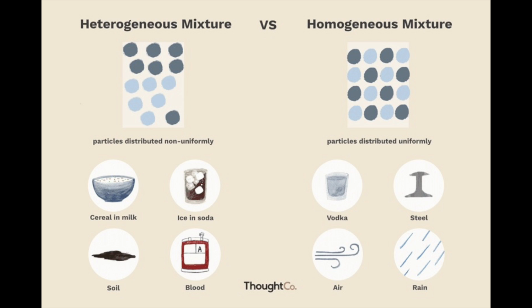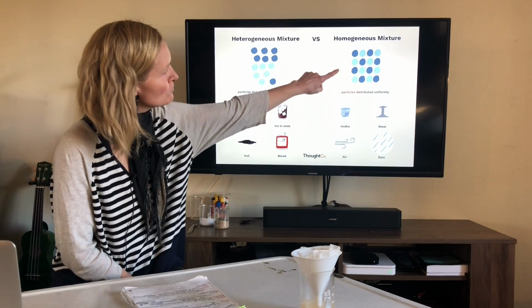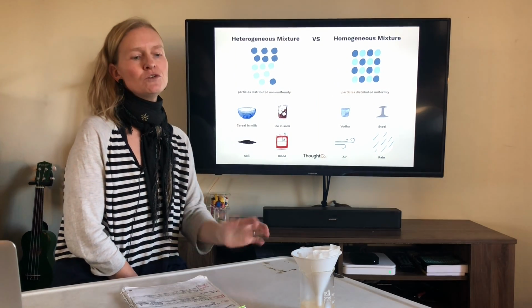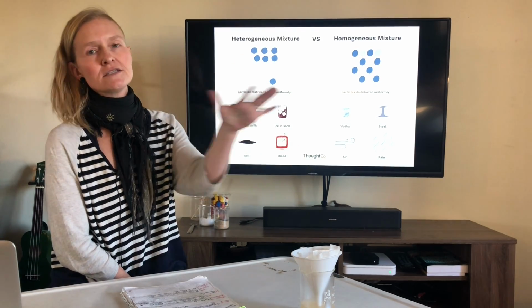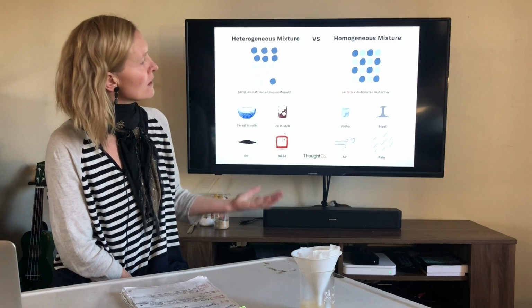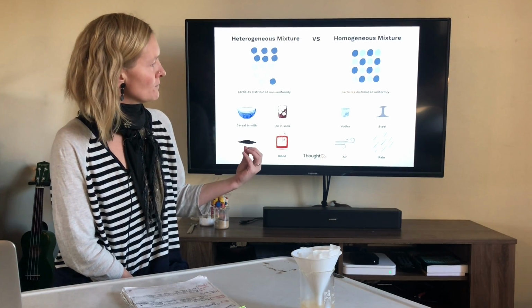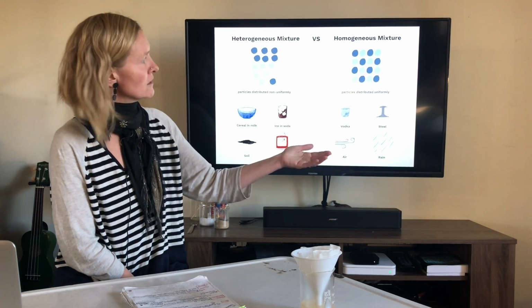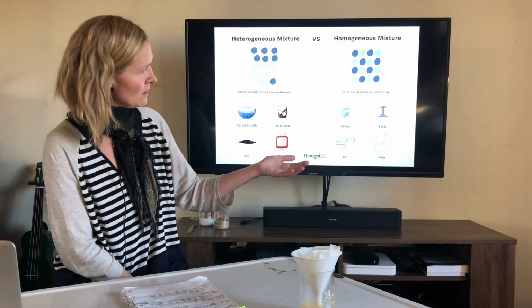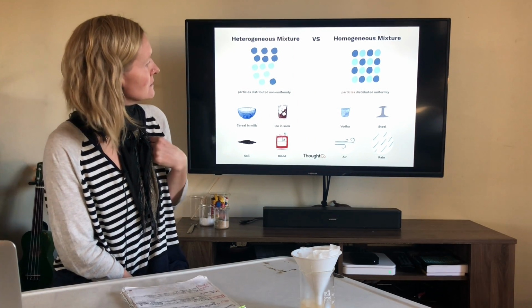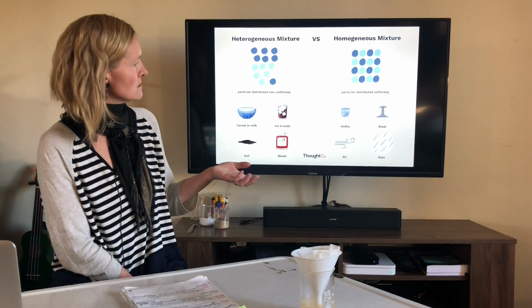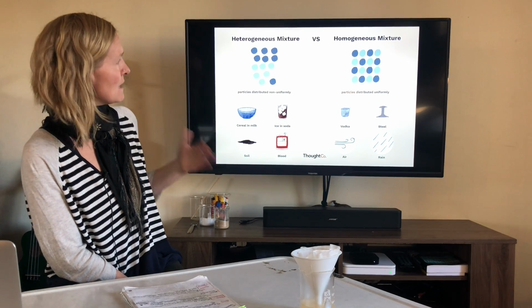Here we have a slide that shows different kinds of mixtures we can have. We can have a homogeneous mixture shown over here, and that's the type of mixture you would get when you pour the salt into the water, stir it around, and wait for it to dissolve. It means that the particles are distributed uniformly. So something like vodka, an alcoholic drink, or steel, or air, or rain. These would be examples of homogeneous mixtures.